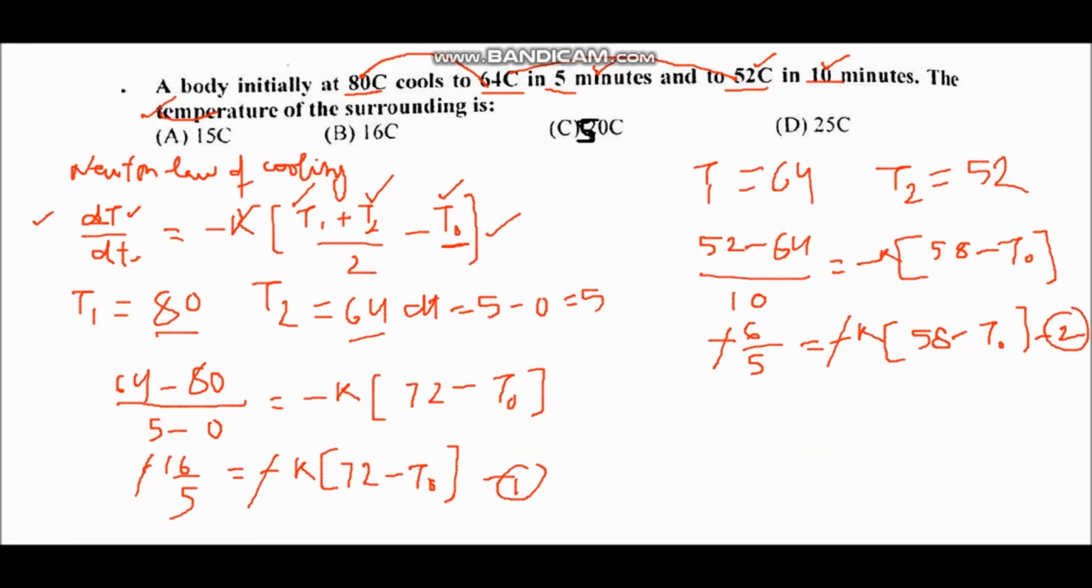Now using equation 1 and equation 2, we have to find the value of T0. When we divide both equations and solve, we get the value of T0 equal to 49.6 degrees, or approximately 50 degrees Celsius. So the correct answer is C.